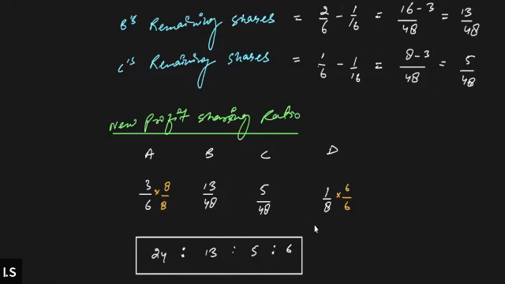Once you have multiplied it, we will get the new profit sharing ratio as 24 is to 13 is to 5 is to 6. I hope this is clear to both of you. Shifa, you got the answer? Yeah. Okay, very good. Well done.